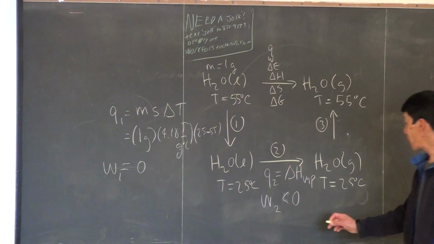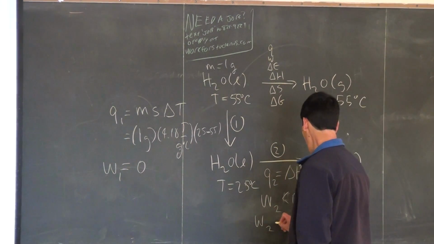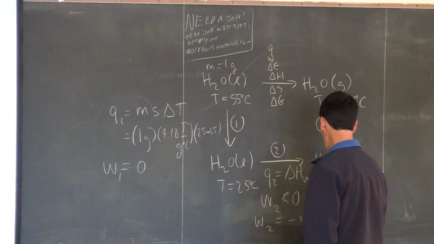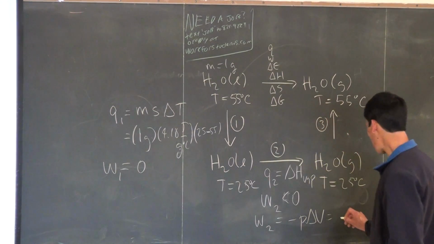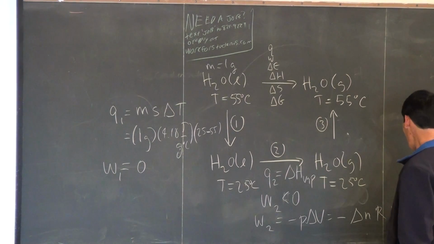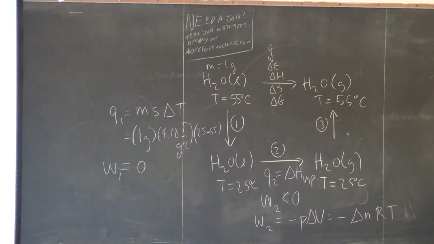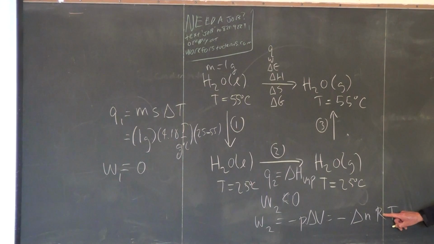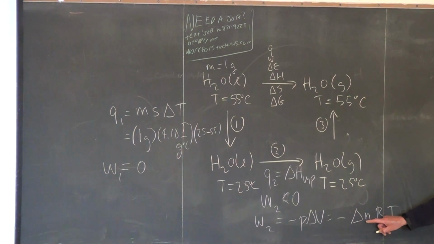Okay, so for W2, that's equal to minus P times delta V, or we can say it was equal to minus delta N times RT. Okay, so we know what the temperature is, 25 degrees or 298 Kelvin. For R, we can look up the gas constant. What would we use for delta N?